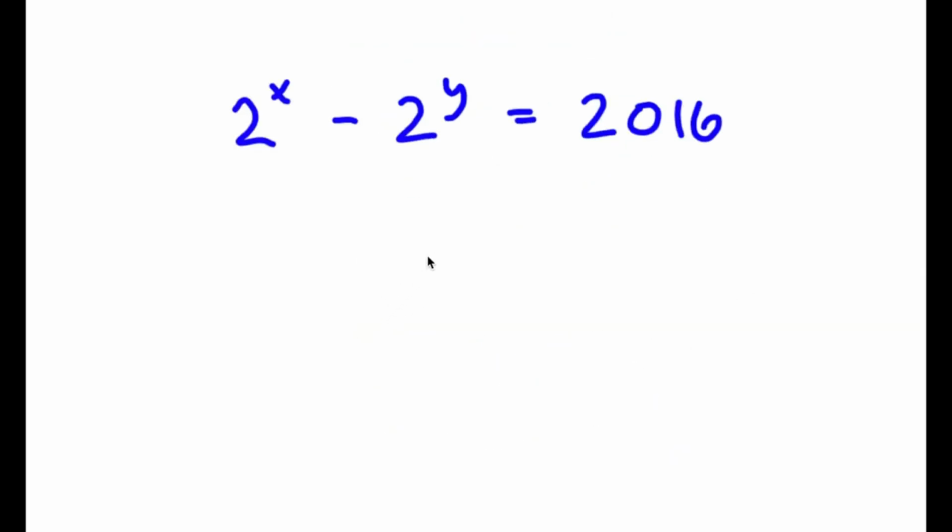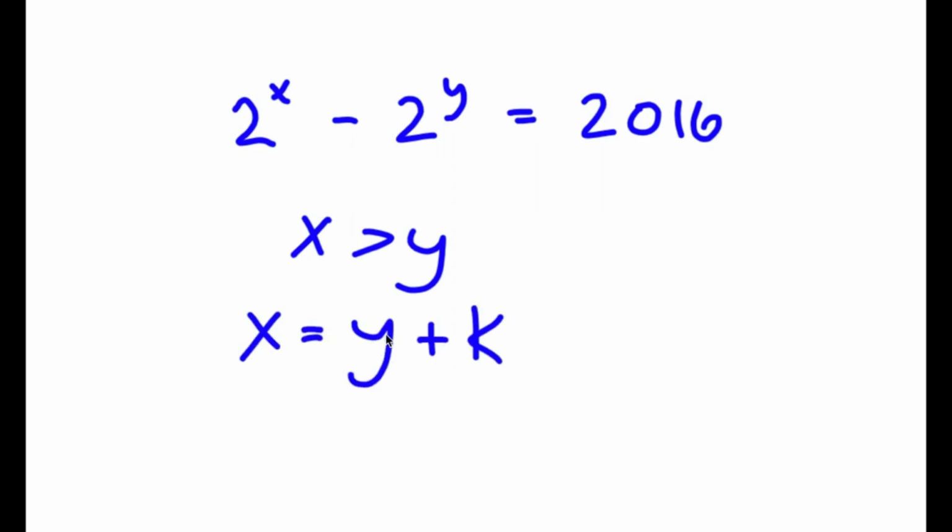Alright, so in this problem, I have 2 to the power of x minus 2 to the power of y is equal to 2016. So, just at first glance, I can already tell that x is greater than y, because we have 2 to the power of x minus 2 to the power of y equals 2016. And if x were less than y, then this would result in a negative number. But because it results in a positive number, we know that x is going to be greater than y. So this means that we can say that x is equal to y plus some constant k.